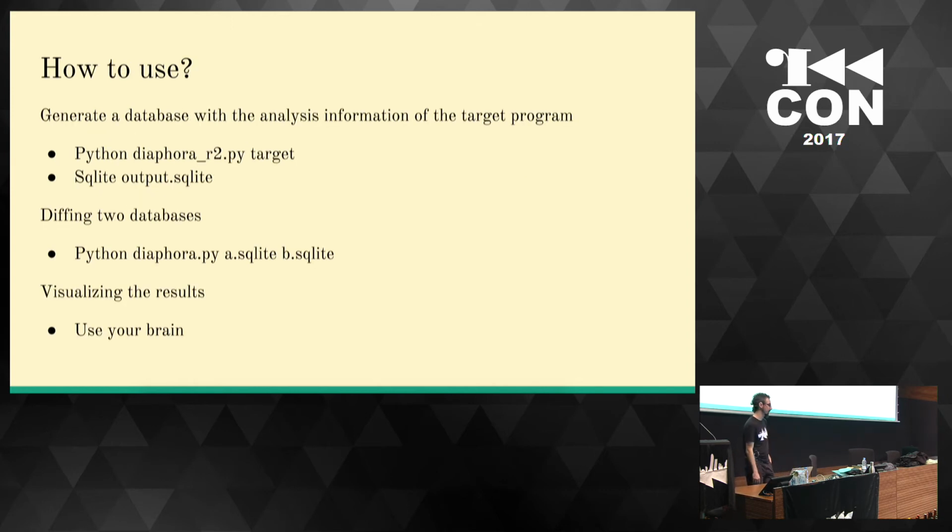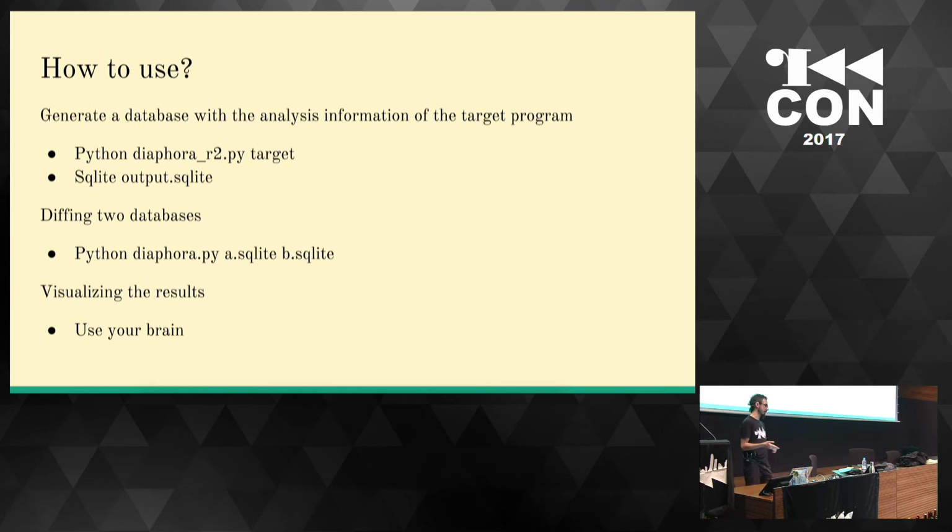Okay, so how to use this tool? Diaphora is written in Python. There are two different Python scripts. One of them is the one that creates a SQLite database out of a binary. So you have one binary or one library, and then you specify diaphora-ida.py and the file name you want to analyze, and this will generate an output.sqlite file.